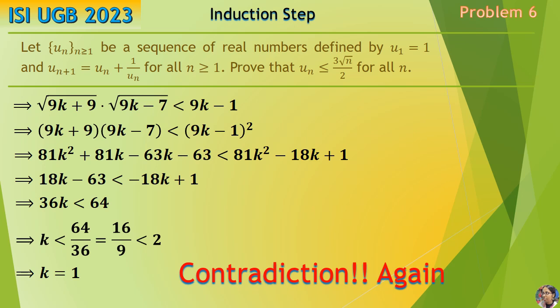And this contradiction is due to our wrong assumption that Pk plus 1 is not true. Whenever we assume that Pk is true, we must have Pk plus 1 true. So we have proved the result. The induction step is complete, and we proved the result by induction.